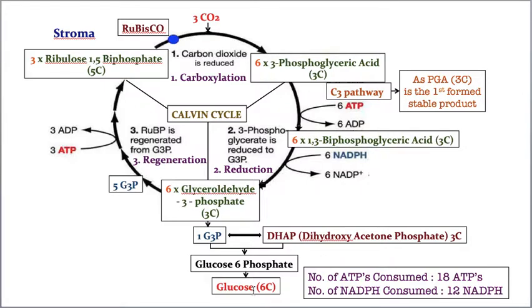So for one glucose formation, the cycle needs to be repeated 6 times. But for your understanding, I have taken 3 carbon dioxide in one cycle, and in another cycle I have taken 3 carbon dioxide. In one cycle 3 carbon dioxide for DHAP formation, and in another cycle another 3 carbon dioxides for G3P formation. I think now you understood na?